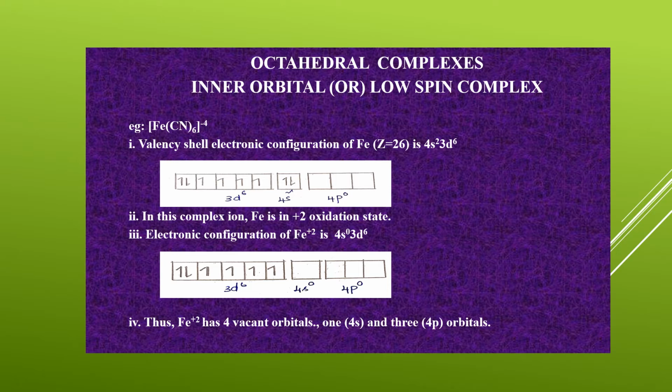So now what is happening? Fe2+ now has 4 vacant orbitals. What are they? One 4s and three 4p orbitals. Now Fe2+ has 4 orbitals which are vacant, they are one 4s and three 4p orbitals. Understood, students, these points?